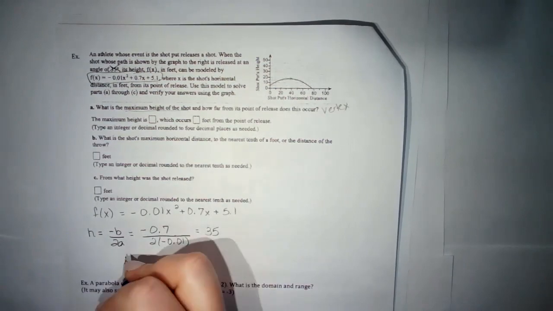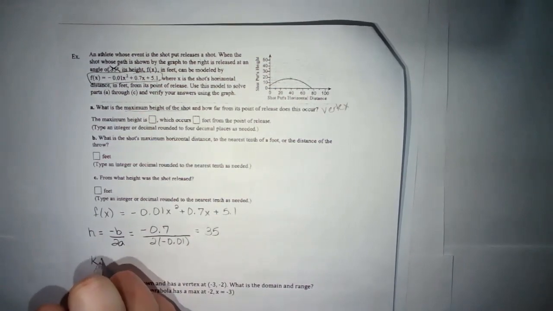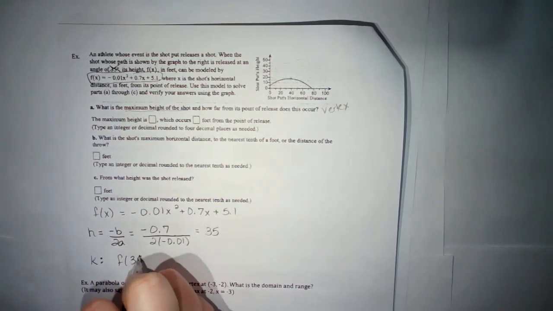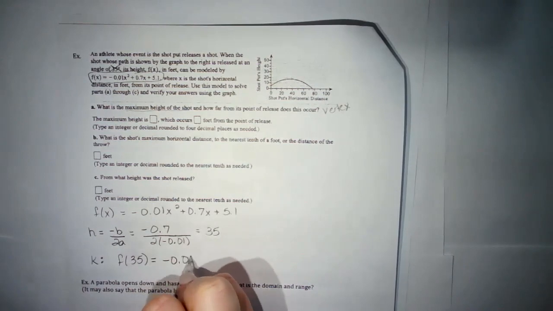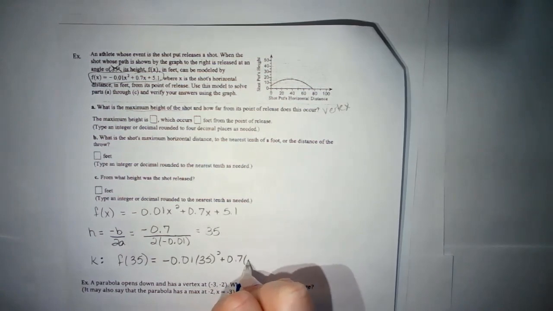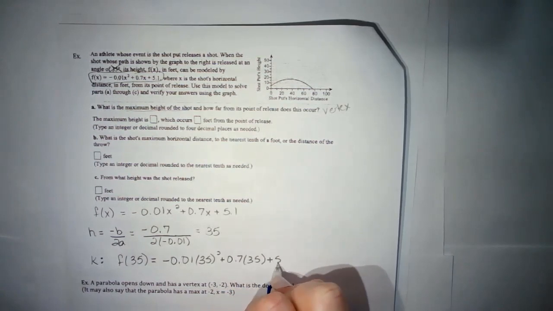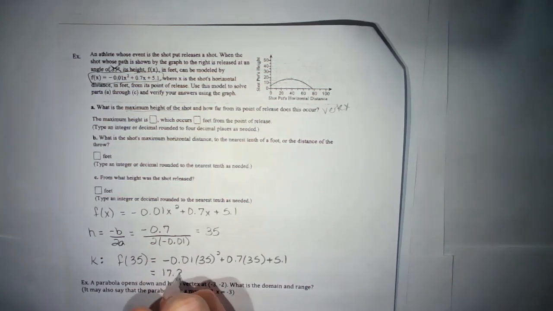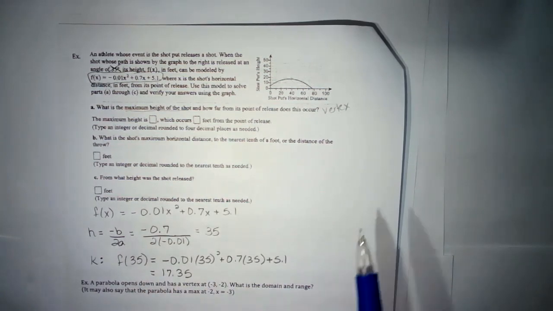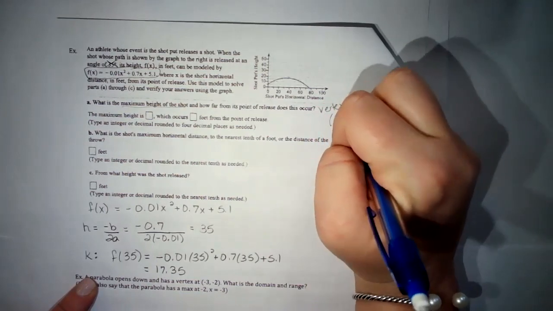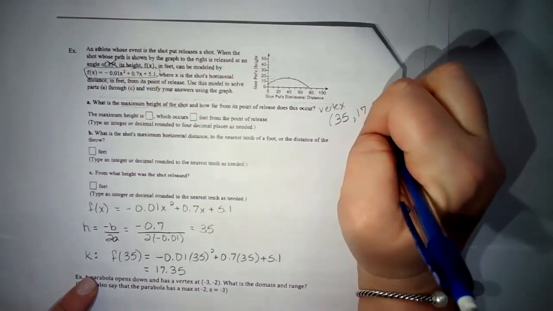That's perfect. Now, how do we find the K coordinate? You plug it in. So we're going to come up here and plug in 35. Now, this is super yucky, but we're going to do it one little piece at a time. I'll go ahead and tell you the answer is going to be 17.35. Okay, there we go. So that means my vertex is 35, comma, 17.35.